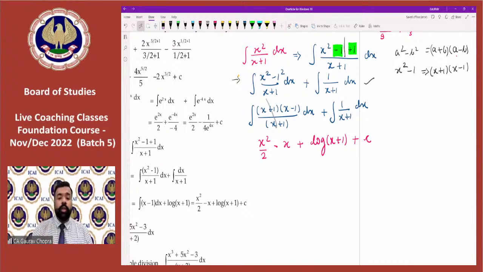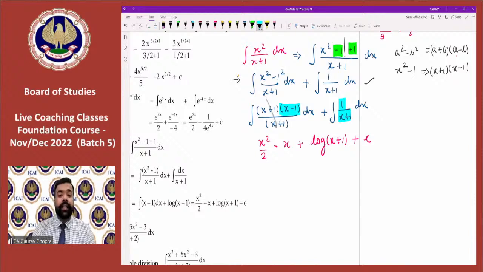Now, since we have got x plus 1 in the numerator also, we can completely eliminate them. So after elimination, what we have got is x minus 1. And here it is 1 upon x plus 1.